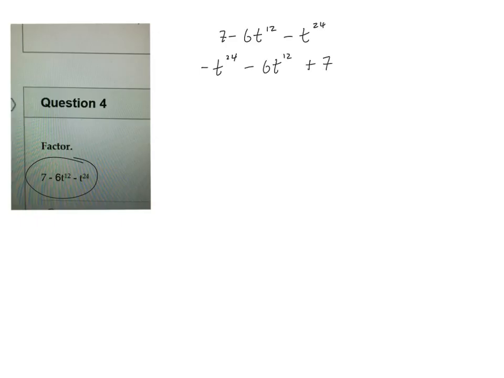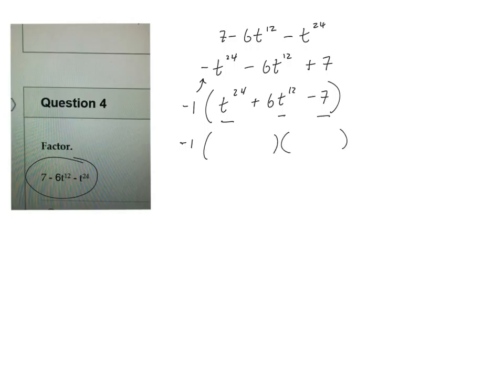Plus 7. And then the other thing that bothers me is that there's a negative in front of the first term. So I'm going to factor a negative 1 out, and that'll change the sign of each term inside. Now I've got something that's sort of in the right kind of shape: a t big, a t half the size, and then a normal number. So I should be able to factor that.